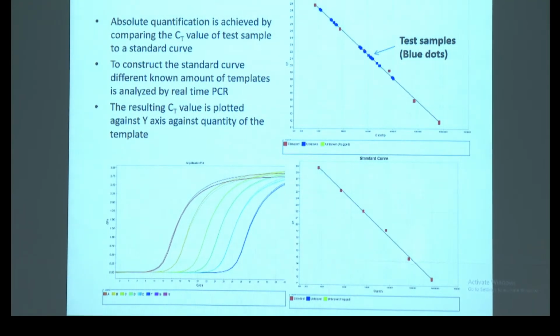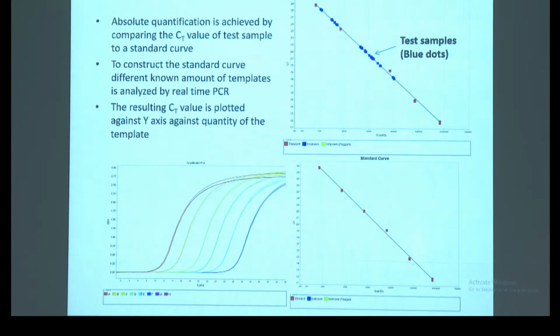And how can we do that? We first generate a standard curve by comparing the CT value of known quantities of the DNA template. Then the unknown sample CT value is plotted or analyzed with the standard curve to get the quantity of the DNA in that sample.